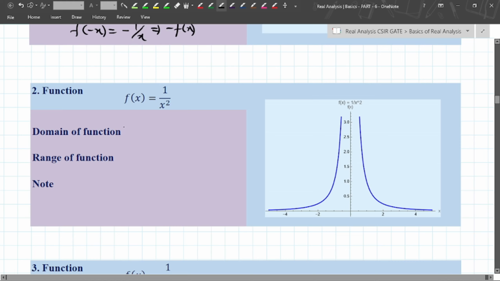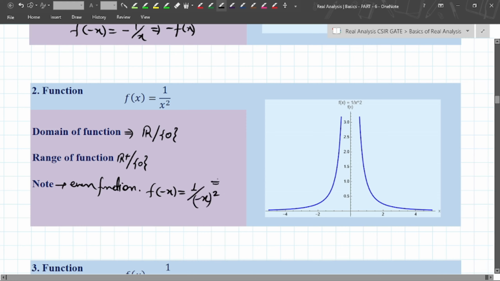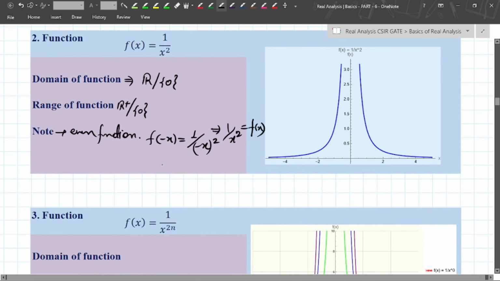The domain will be R minus 0. But what is the range for this? It is not taking the whole R. It is always positive, but not 0, so R plus. And it is an even function. If you take f of minus x, then it is nothing but 1 upon minus x whole square, which is nothing but 1 upon x square, which is your f of x. So this is the even function.